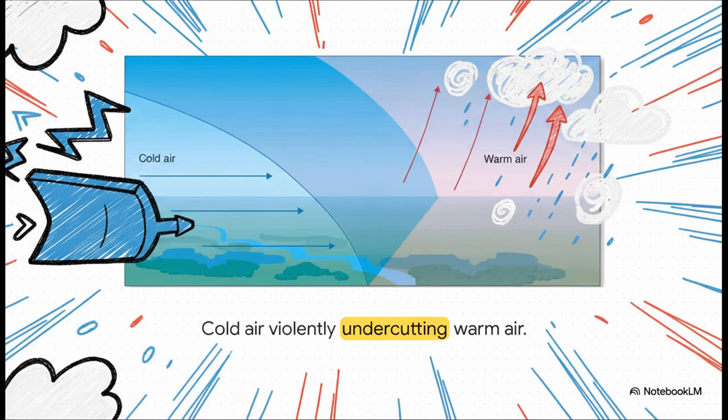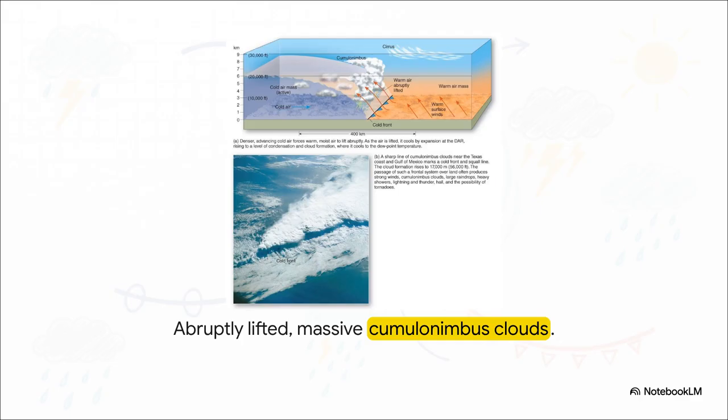That dense cold air stays locked low to the ground and just violently undercuts the warm air. Notice the incredibly steep, blunt angle of that advancing blue mass. It's essentially acting like a giant atmospheric snowplow. It's forcefully and rapidly shoving the lighter warm air straight up into the higher altitudes, totally getting it out of the way.